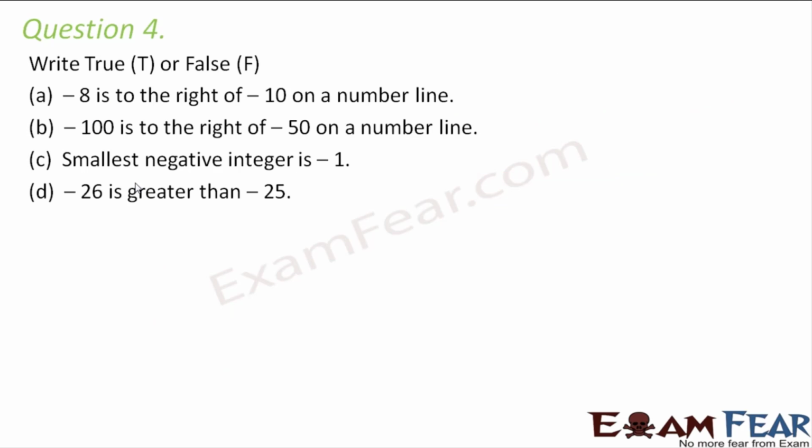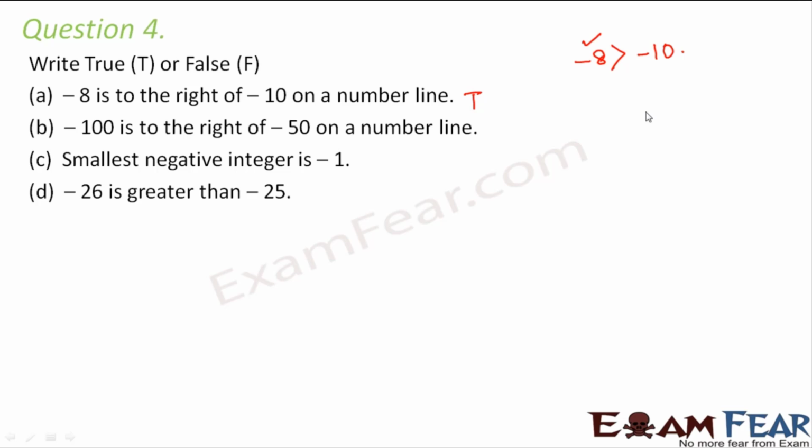Question number 4. Write true or false. -8 is to the right of -10 on a number line. So if you compare -8 and -10, you would see that -8 is greater than -10. That means -8 would lie to the right of -10. So this is true.